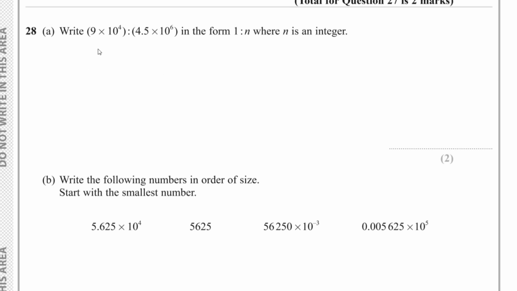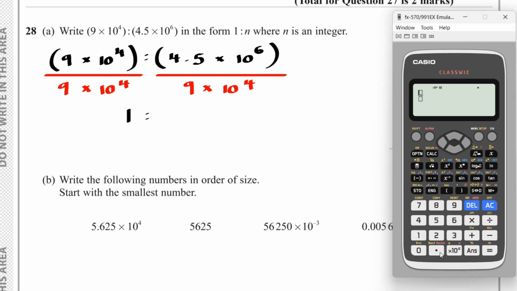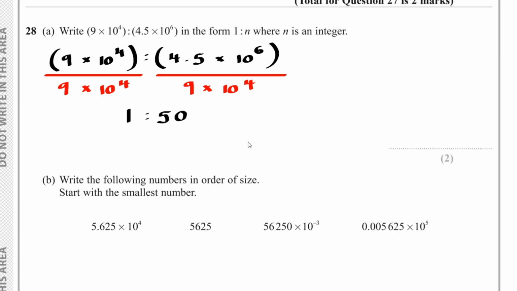Question 28, part A, we have to write 9 times 10 to the 4 to the ratio 4.5 times 10 to the 6 in the form 1 to n, where n is an integer. So I've got this over here, and if I want to write this in the form 1 to n, I need to divide both sides by 9 times 10 to the 4. So 9 times 10 to the 4 divided by 9 times 10 to the 4, that's just 1. And on the other side, we have 4.5 times 10 to the 6 divided by 9 times 10 to the 4. Which is 50. So our ratio is 1 to 50.